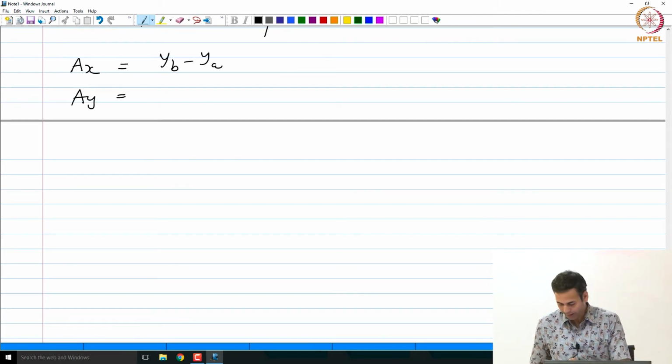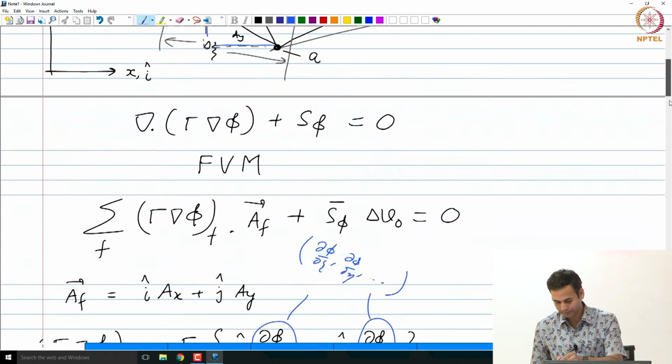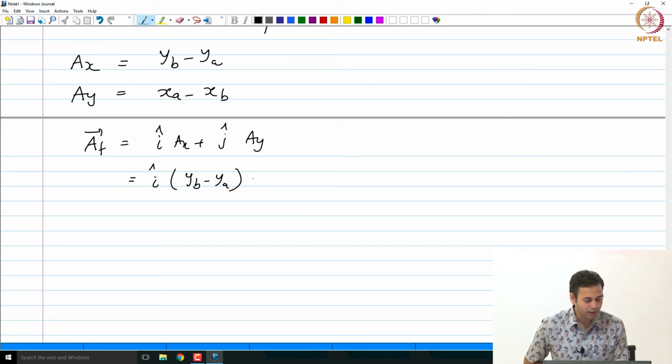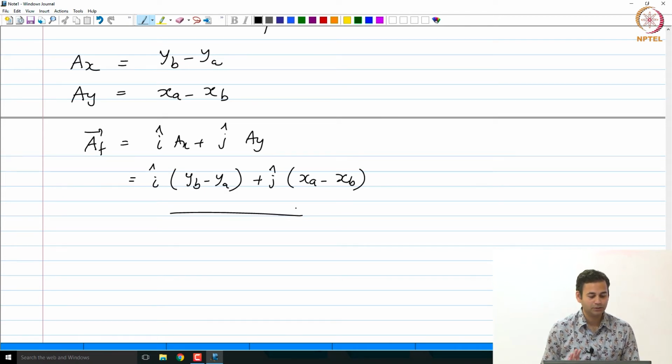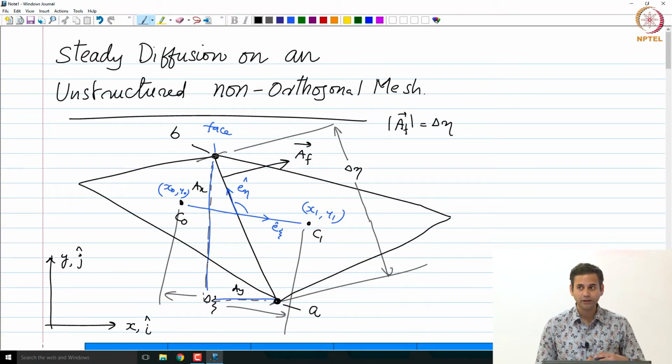What about Ay? That is this length, xa minus xb. So this is xa minus xb. That means my A_f vector is nothing but i hat Ax plus j hat Ay. I can rewrite it as i hat times (yb minus ya) plus j hat times (xa minus xb). Everybody agrees with this? Is the area vector fine? The notation we have used for Ax is yb minus ya, and for Ay it is xa minus xb. It's not the same, it's B minus A and A minus B.